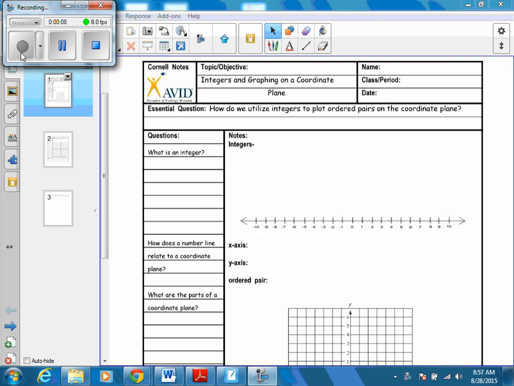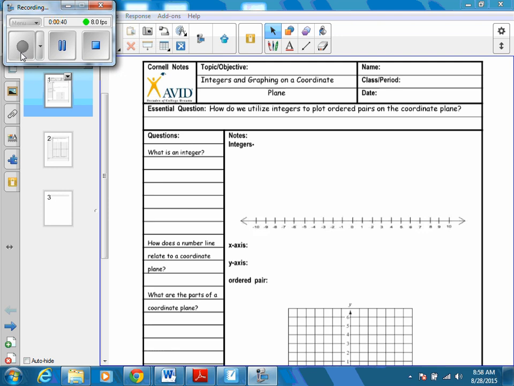If you look at the top, hopefully this is a review of something that you should have gotten in sixth grade math, but if not, we're just going to make sure that we have some fine-tuned skills that we're going to need. So the first thing that we're going to talk about on our Cornell notes is our topic and objective. It says integers and graphing on a coordinate plane. So hopefully you have some idea of what an integer is, and graphing on a coordinate plane should be a little bit new.